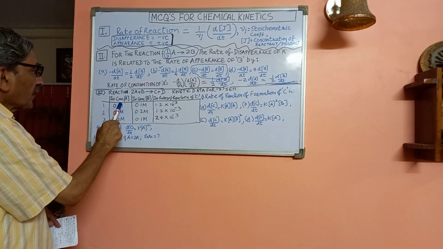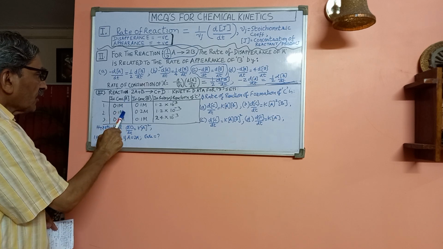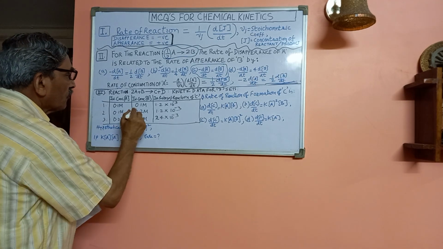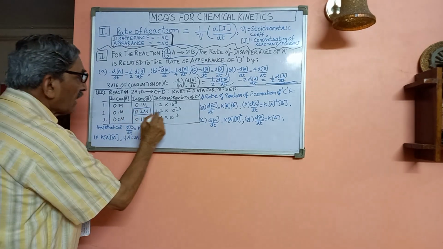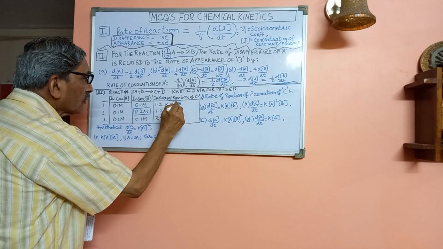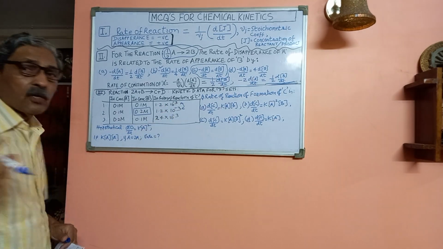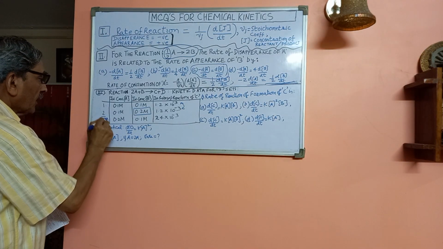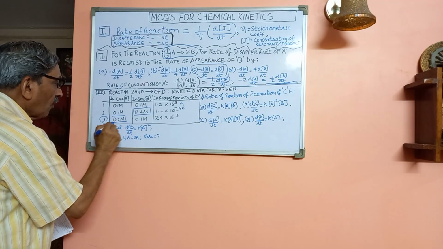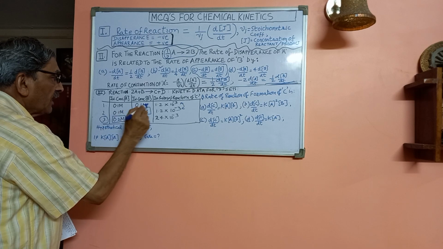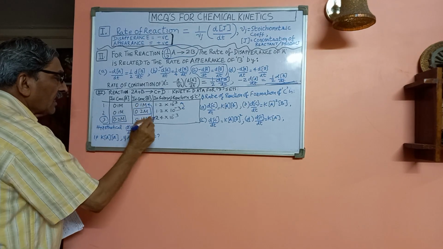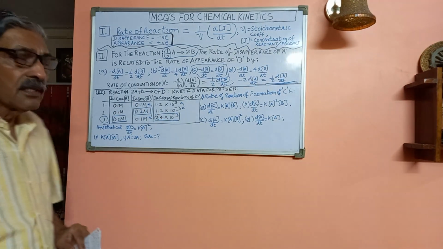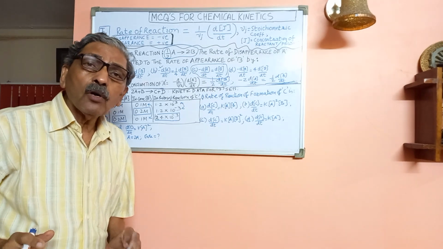Now in the second set, you have kept the concentration of A constant at 0.1, but you have doubled the concentration of B. So this you have doubled, but the rate has still remained what it was over here. This is one observation. The second observation is that in the third set over here, you have doubled the concentration of A, but you have kept the concentration of B the same as in the first set, and you find that the rate has been doubled.